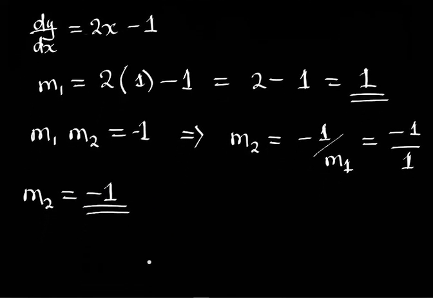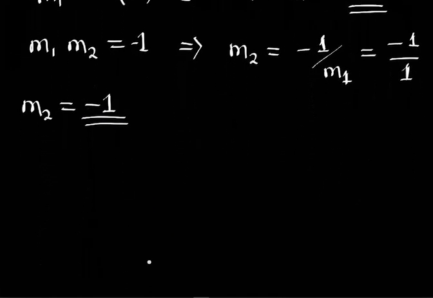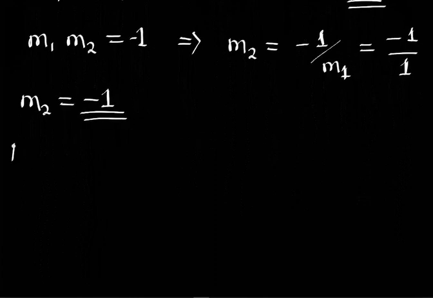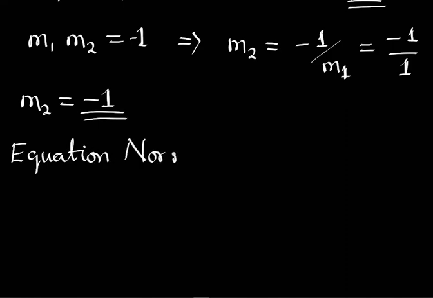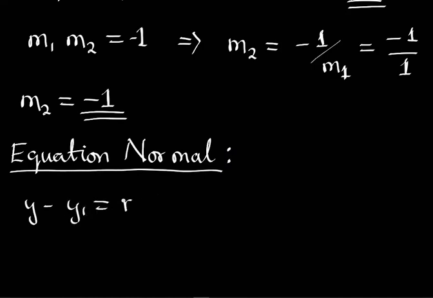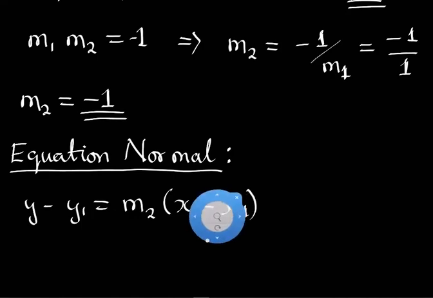We're going to just do what we did earlier to find the equation of the normal. The equation of the normal is given by y minus y1 is equal to m2 times (x minus x1).